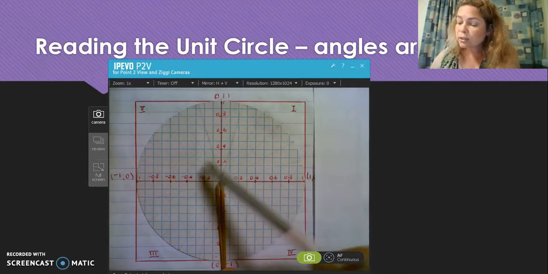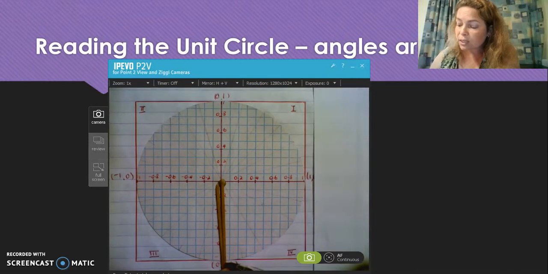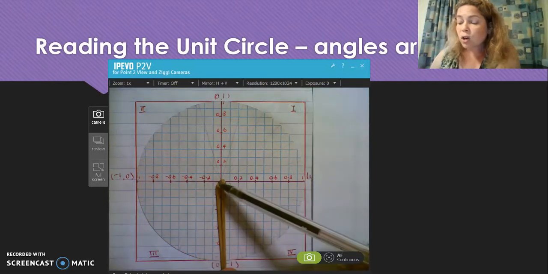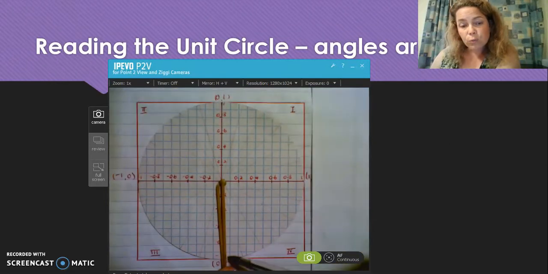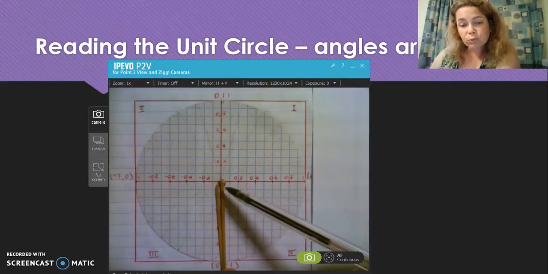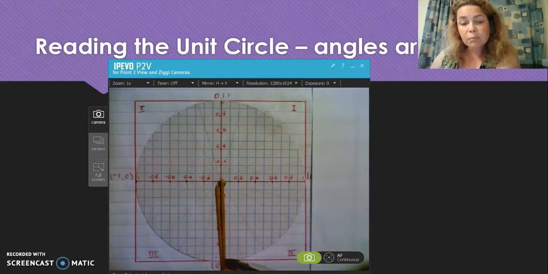So for 270 degrees, our vertical height is actually negative 1. So sine of 270 degrees will be negative 1. Our cos value of 270 degrees, it hasn't moved left or right, so our cos value will actually be 0.